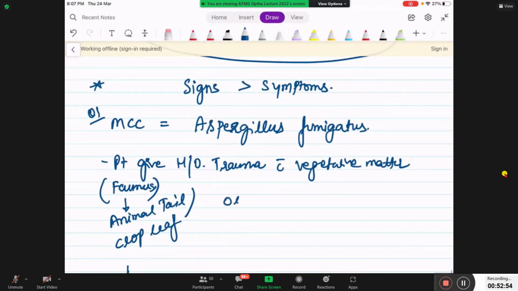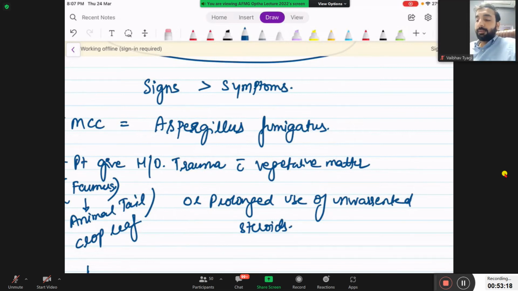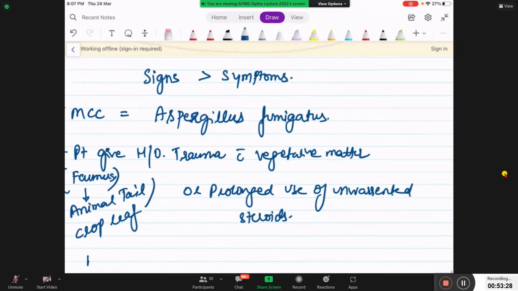It can also be seen because of prolonged use of unwarranted steroids. Suppose a quack has given steroids to the patient for 7 days, the patient got relief, and the patient keeps putting the steroids for 3 months. Automatically, the patient will develop a big corneal ulcer, which can be a fungal corneal ulcer, of fungal origin. Clear?